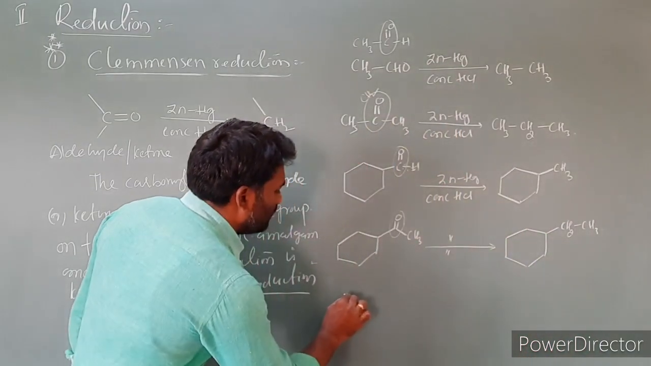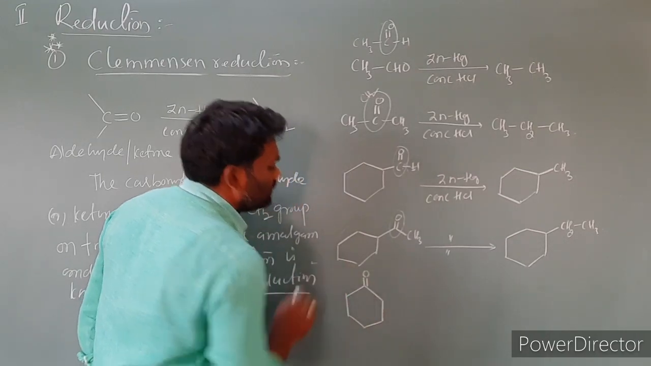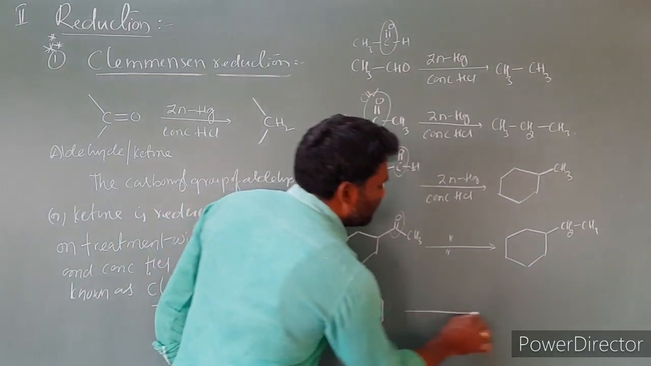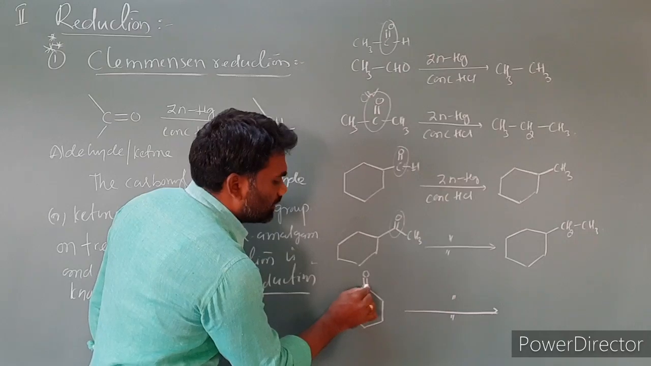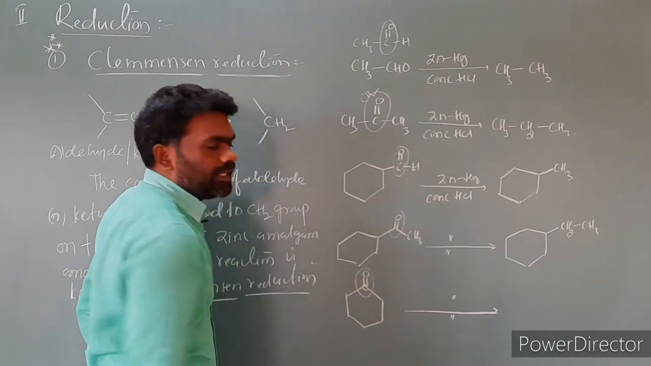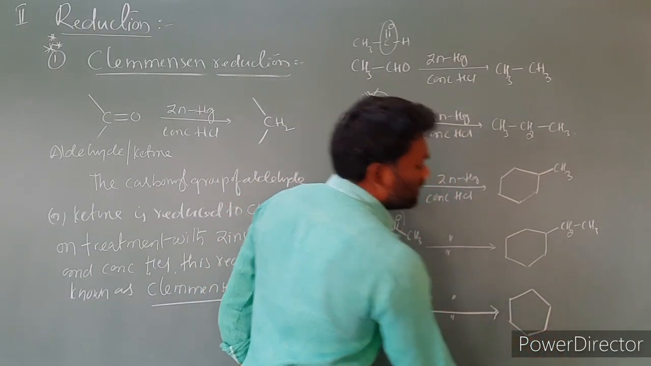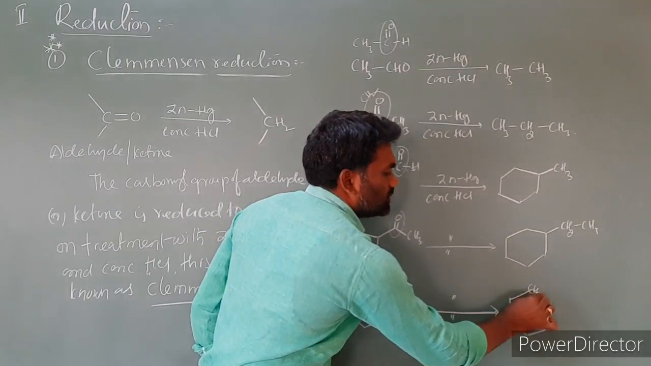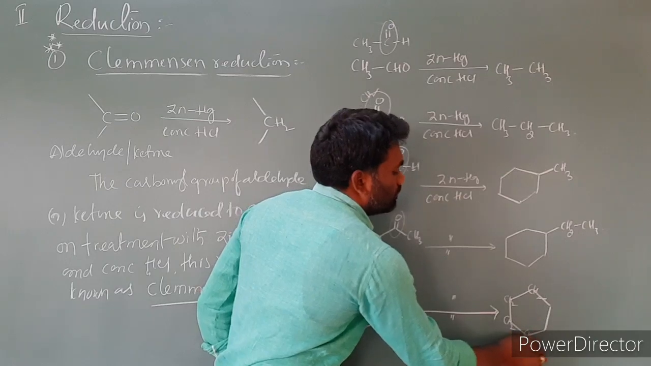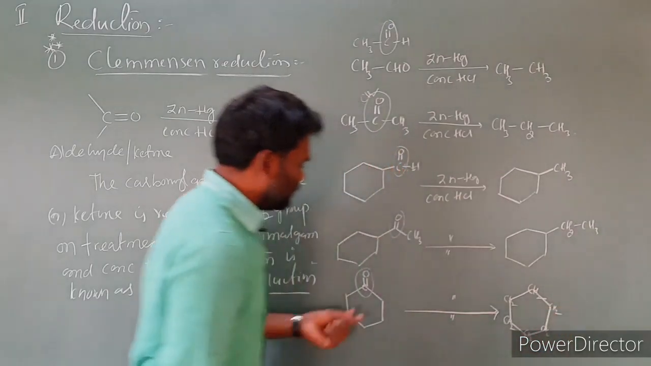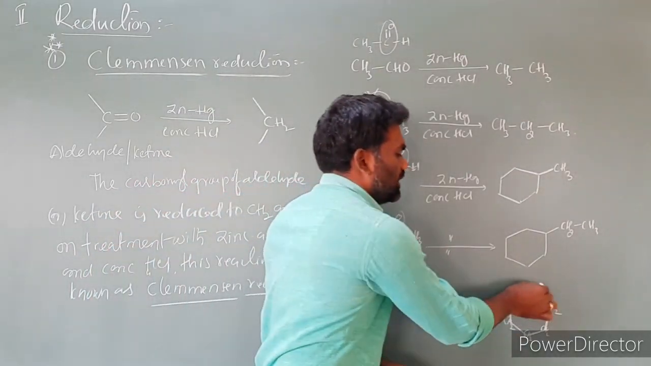Suppose you take a cyclic compound alone. I am taking cyclohexanone, this one. This is the compound I took. This one I am treating with the same reagent, zinc amalgam and concentrated hydrochloric acid. Then what is the product expected? This C double bond O group converts into a CH2 group. Then the product is simply cyclohexane. All these are CH2 groups, and this C double bond O group is converting into this CH2 group.